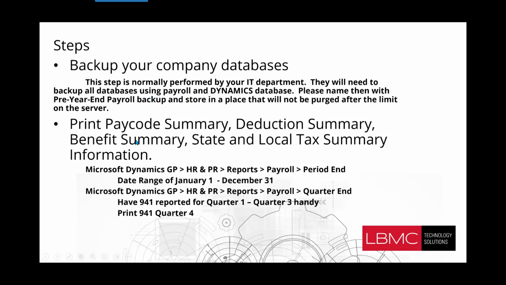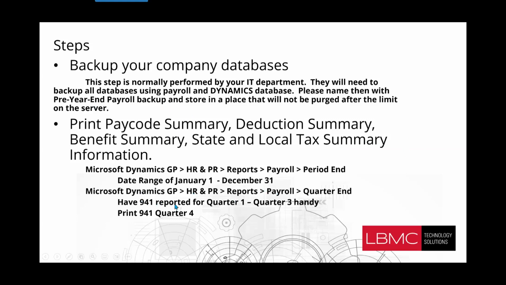All right, we need to print the pay code summary, deduction summary, benefit summary, state and local tax summary information. And I've listed where to go get all these. So we're going to go to payroll period end date range, which is going to be January 1 through December 31, and you can print all those.